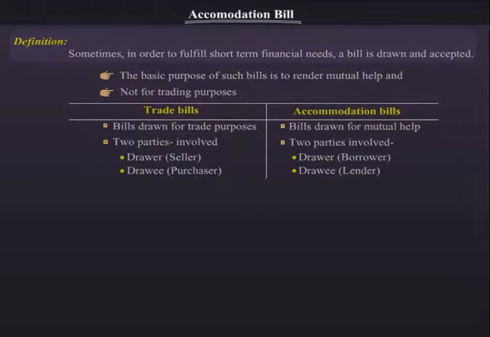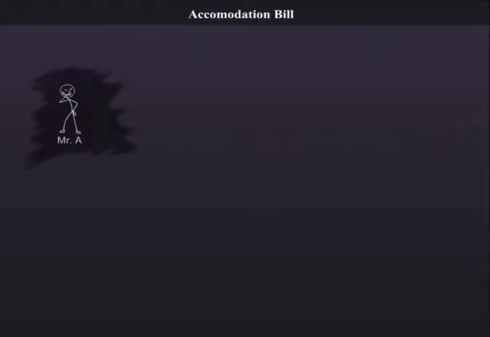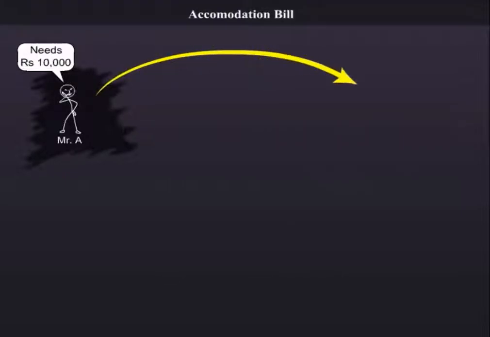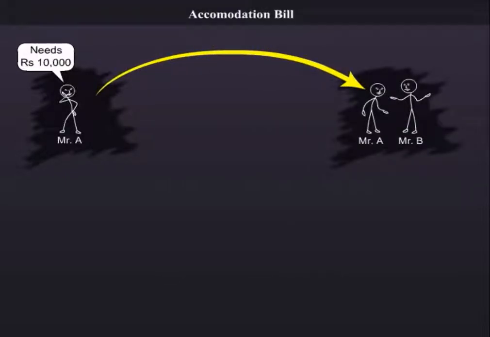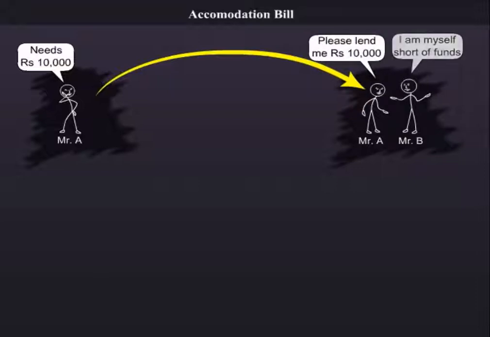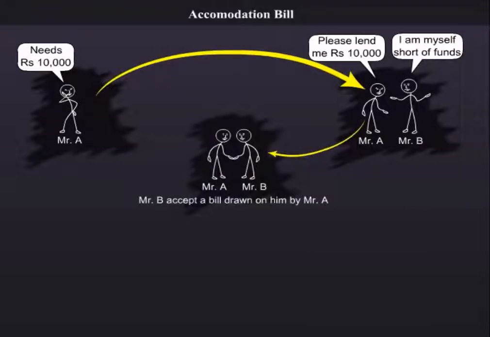Now, let's consider an example. Suppose there is a person, Mr. A, who is in urgent need of rupees 10,000. Having friendly relationship with Mr. B, A approaches him and asks him to lend this amount. Now, Mr. B is himself facing shortage of funds. But in order to help his friend, he accepts a bill drawn on him by Mr. A. Now, what do you think?